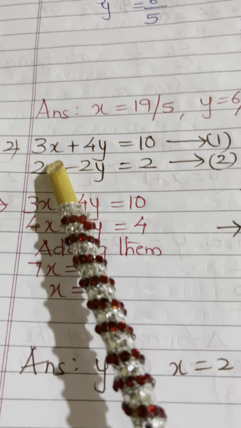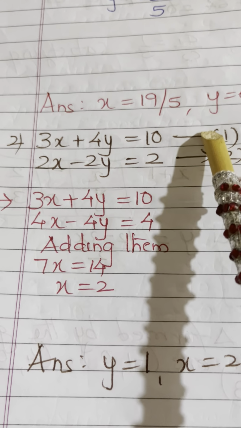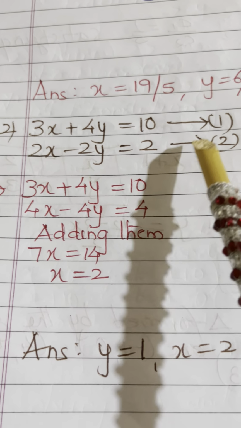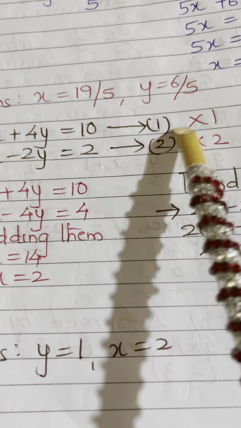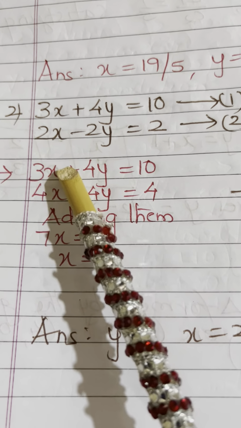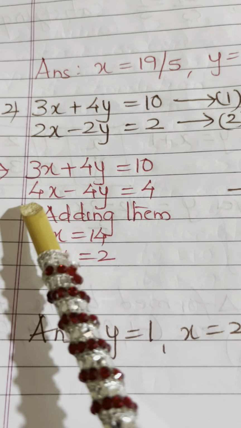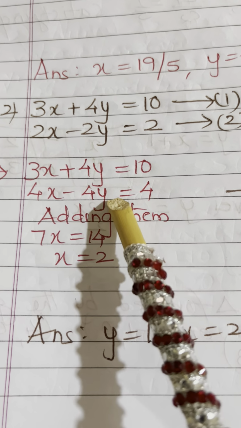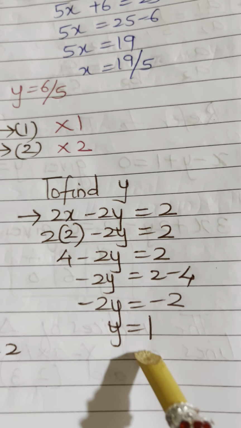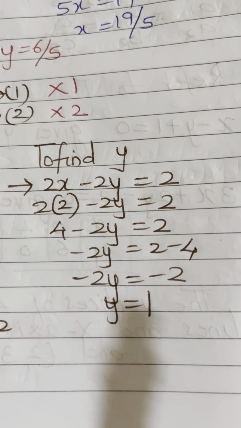Second one. 3x plus 4y is equal to 10. 2x minus 2y is equal to 2. Now I have multiplied the first equation by 1, the second by 2. So we get 3x plus 4y is equal to 10 as it is. 4x minus 4y is equal to 4 and you get x equal to 2 and y is equal to 1.